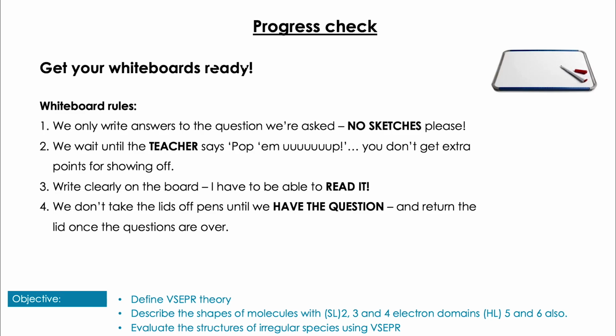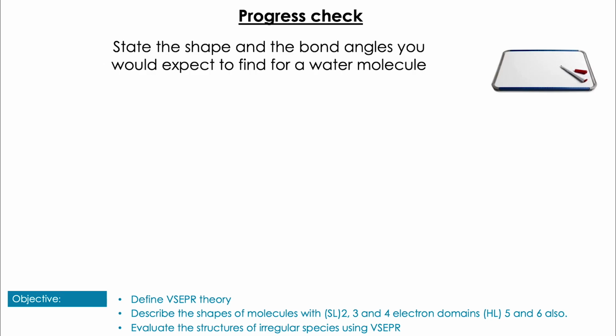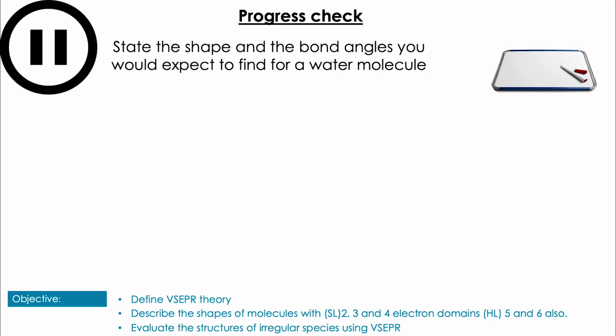So now you're going to have a go at some questions. So if you get your whiteboards, let's get started with it. First question, state the shape and the bond angles you would expect to find in a water molecule. Pause the video to have a go at that.